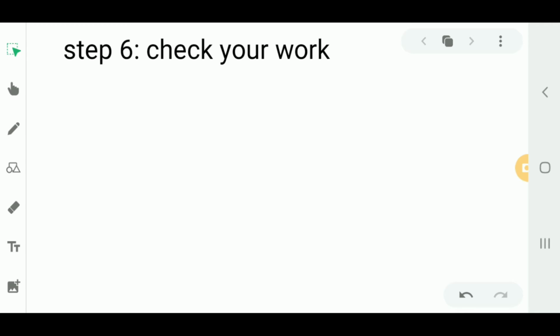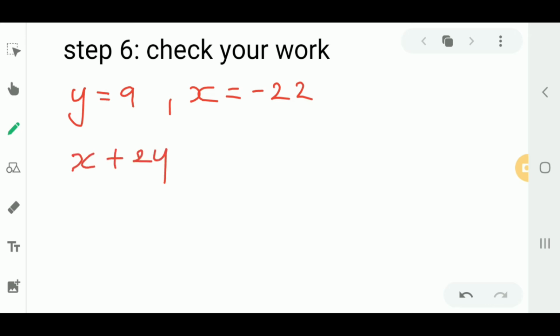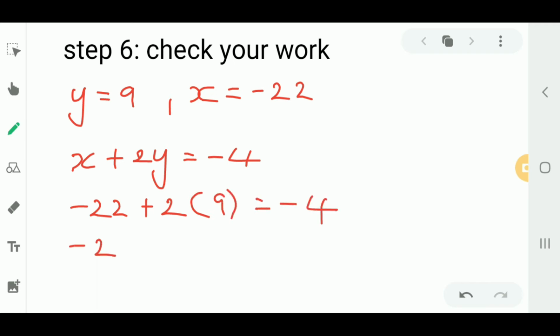Now step 6 is optional, where you can check your work. So because you have y is 9 and x is minus 22, you can try it in equation 1 first. So you have x plus 2y is equal to minus 4. So that's minus 22 plus 2 times 9 is equal to minus 4. So that means minus 22 plus 18 is indeed equal to minus 4. So you have minus 4 equal minus 4.